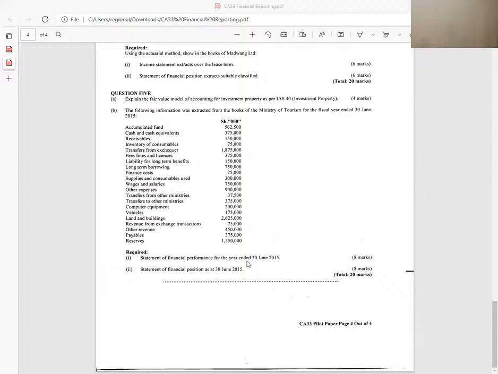Financial position, thank you very much. The same case with this long-term borrowing, isn't it? Long-term borrowing will go straight away to financial position.